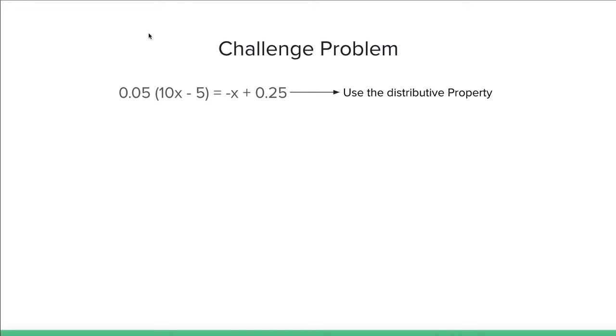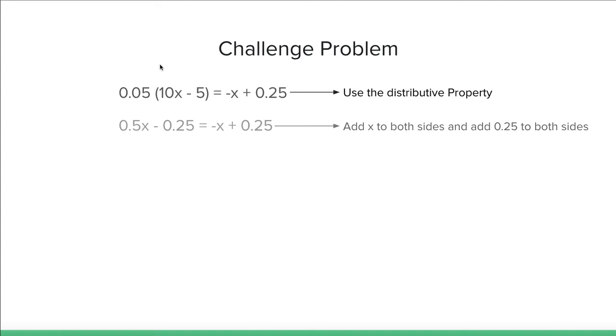0.05 times 10x, and then 0.05 times negative 5. So that's basically the distributive property. So after we do that, you end up with 0.5x minus 0.25 is equal to negative x plus 0.25.